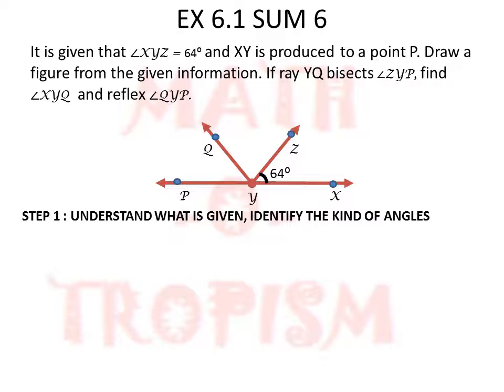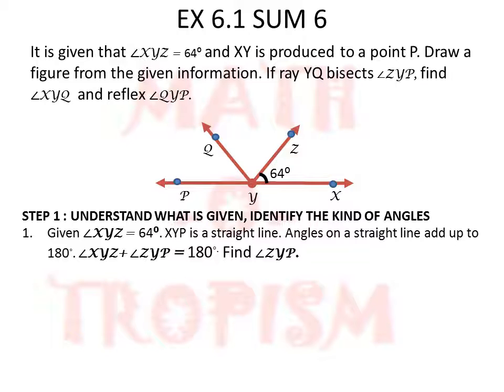So first we need to understand what is given and identify the kind of angles. So given is XYZ is 64 degrees. Now it means we need to find XYQ also and ZYP also. Now when we see the line XYP, it is a straight line. So with respect to the straight line, if I add XYZ plus ZYP, not considering the ray QY, we get angle XYZ plus angle ZYP is equal to 180 degrees. So we can find ZYP.